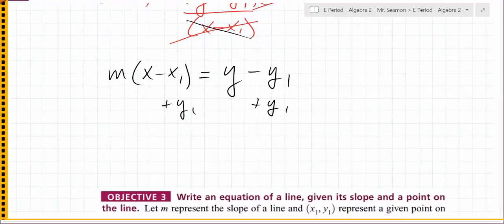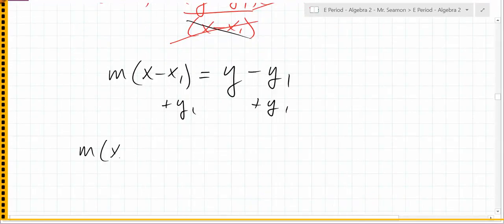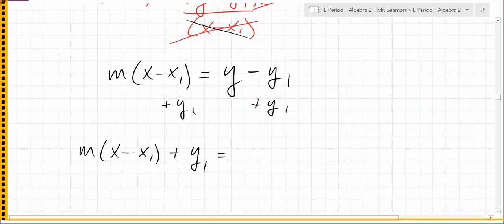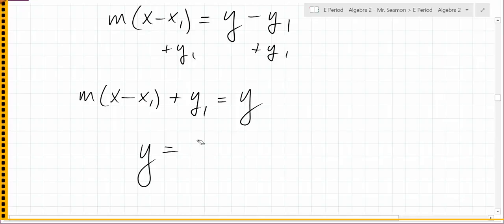So now, if I add y1 to both sides, what do I end up with? m times x minus x1 plus y1. What's the only thing left on the other side? y. What would we like to do to that equal sign? Flip it, right? Do we like having y on the left? So if I flip, is it legal for me to mathematically flip? Yes. So we have y equals y1 plus m times x minus x1.